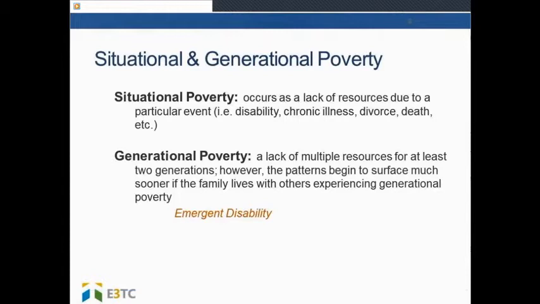Generational poverty is defined as a lack of multiple resources for at least two generations. However, the patterns can emerge and begin to surface much sooner if the family lives with others experiencing generational poverty, which is very common. So generational poverty, just think of that in terms of multi-generation poverty. And again, many of you can probably think of folks that you work with and individuals on your caseload that are experiencing multi-generation poverty. It's within the generational poverty that we start to see emergent disability. And emergent disability really comes from the educational literature more so than the rehabilitation literature, but emergent disability is when children who are born into families that are experiencing multi-generational poverty are at higher risk for developing disability themselves.